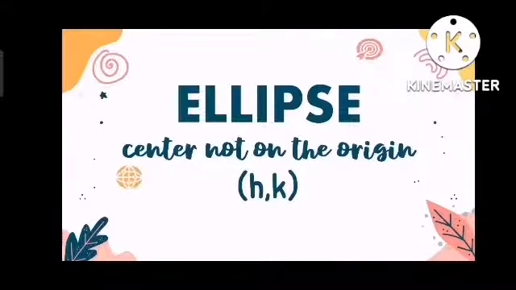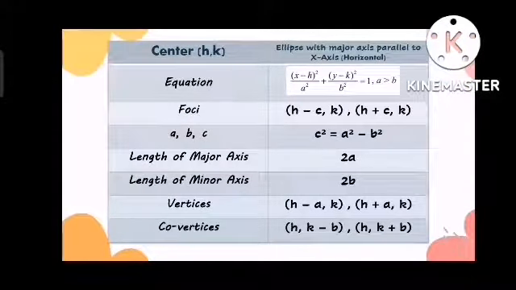So we are done discussing the ellipse whose center is at the origin. Now we will discuss the ellipse whose center is located at a particular point (h, k). For an ellipse with a center at (h, k) and major axis parallel to the x-axis, these are the important information we need to learn and understand. The equation of the ellipse whose center is at (h, k) is quantity x minus h squared over a squared plus quantity y minus k squared over b squared equals 1, where a is greater than b.